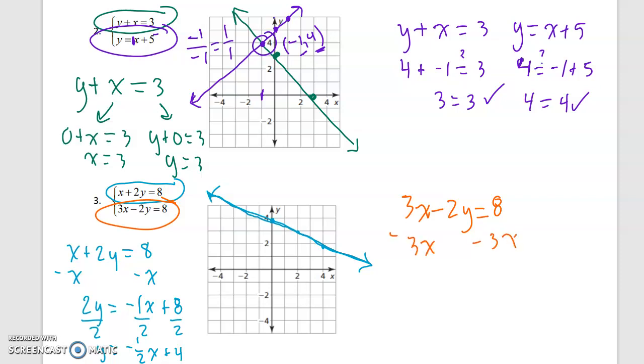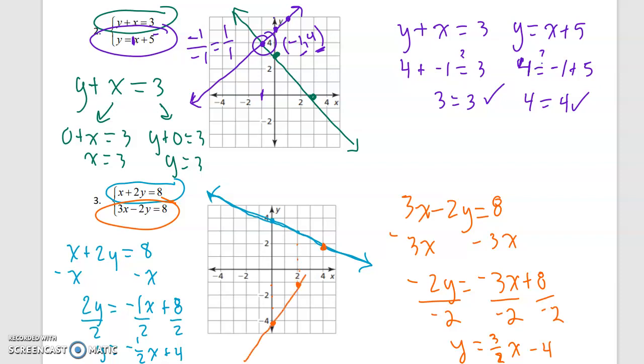So again, I'm going to make this into slope-intercept form. I'm going to subtract 3x. That gives me -2y is -3x plus 8. And then I'm going to divide by -2. And a negative divided by a negative is a positive. 8 divided by -2 is -4. So my slope-intercept form here is y is 3/2 x minus 4. So my y-intercept is -4. My slope is 3, so I rise 3, run 2, rise 3, run 2. And there it is.